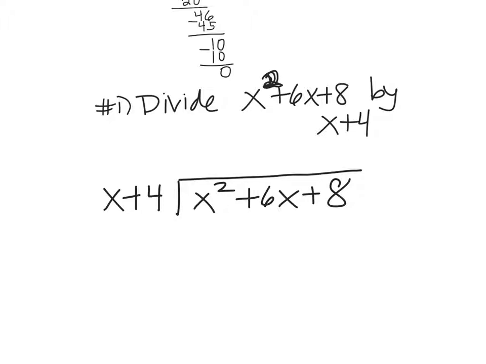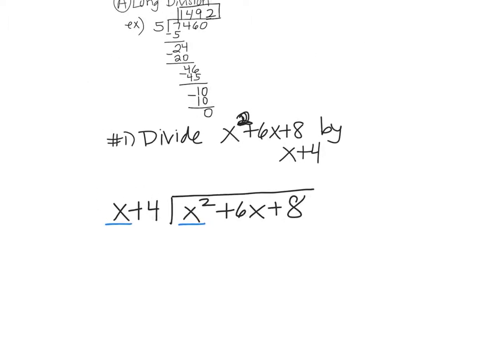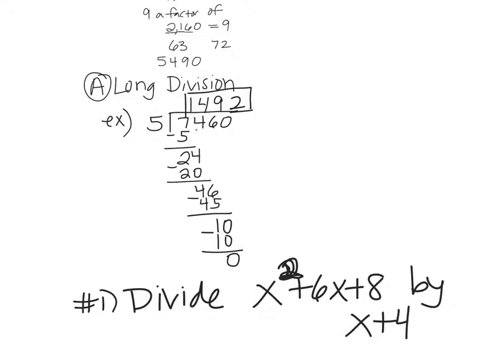Okay, so now we're going to do this. This is what you want to do. You want to look at this and that only. Ignore the plus 6x plus 8. Ignore the plus 4. Just like you ignored all these numbers in here, you were just looking at the 5 and 7 to start with.